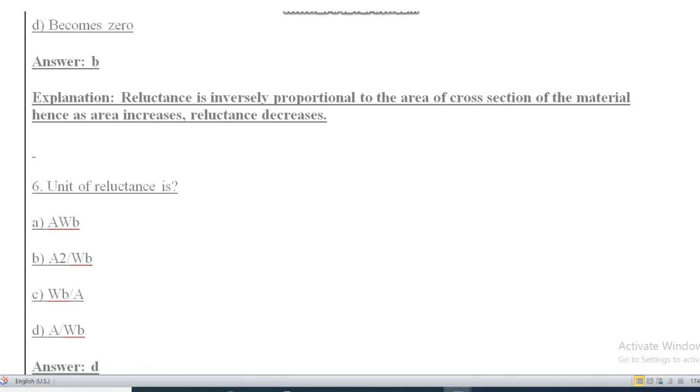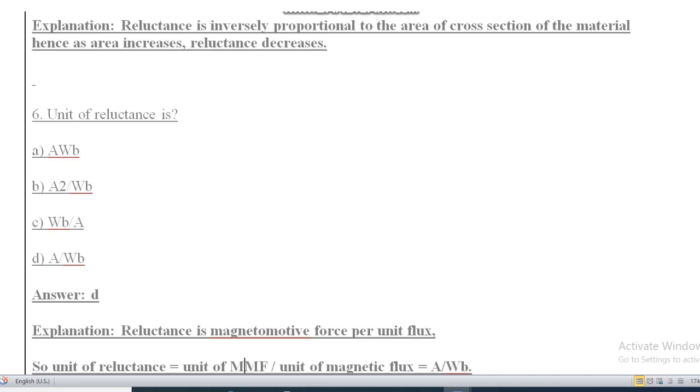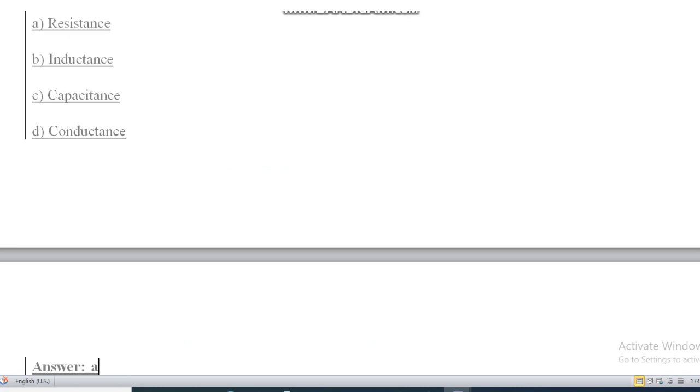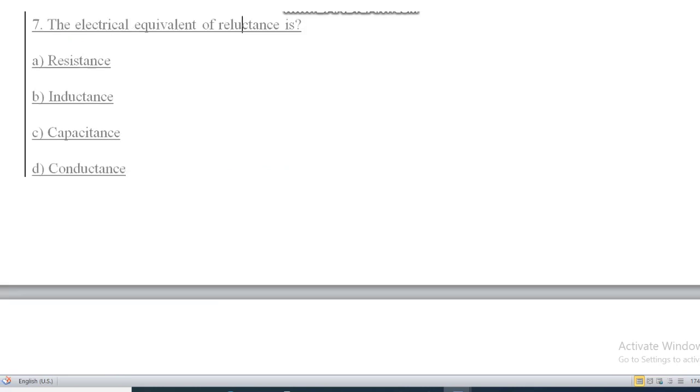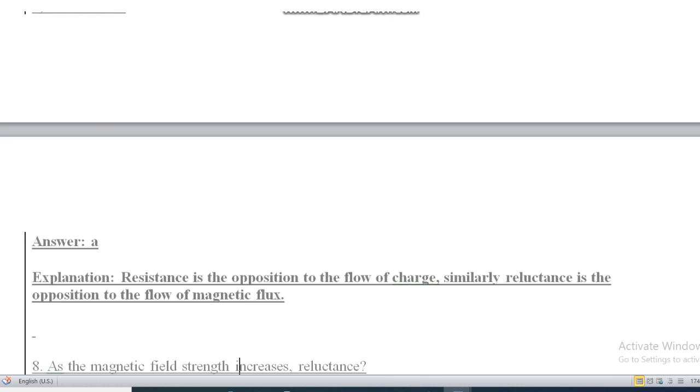Then next is unit of reluctance is what? It is D, that is ampere per Wb. Then next question is the electrical equivalent of reluctance is what? Resistance, inductance, capacitance or conductance? It is resistance.